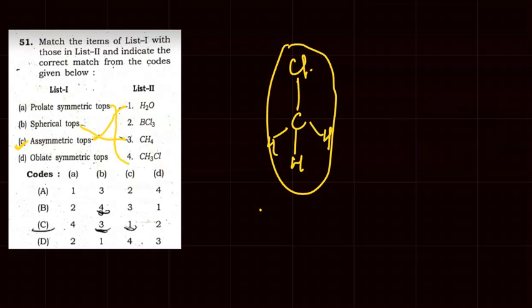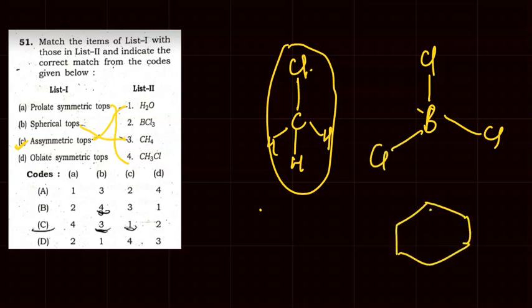Now, when we talk about oblate symmetric tops, molecules that are planar, for example BCl3 will be planar, for example benzene will be planar, so this kind of molecule belongs to oblate symmetric tops, okay. So if we look at the options, for A it will be 4, so option C will be the correct option. Thank you.